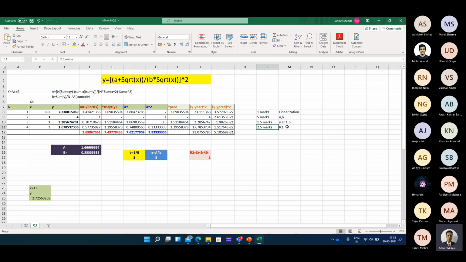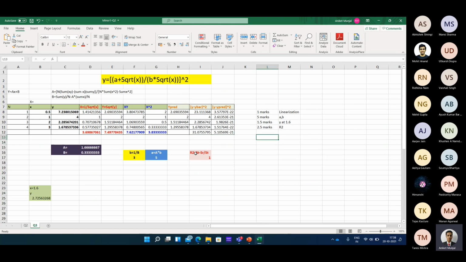For the R square, I've been very lenient. If anyone has written down this formula, I've given 0.5 marks. If anyone has done a calculation of ST and SR, even if the final values are wrong, I've given 1 to 1.5 marks in total, depending on whether you have found ST and SR. And if anyone has got a value between 0.99 and 1, the person has got full marks for the R square value, which is 2.5.